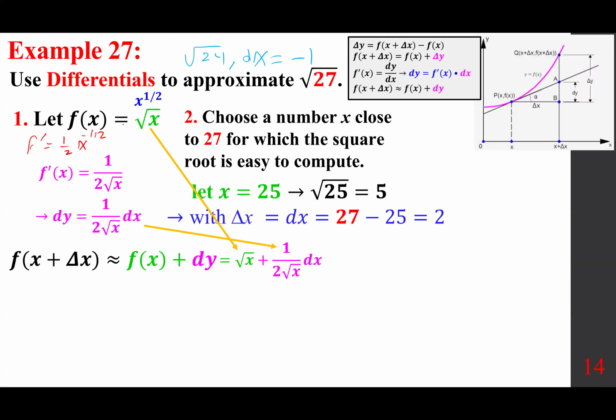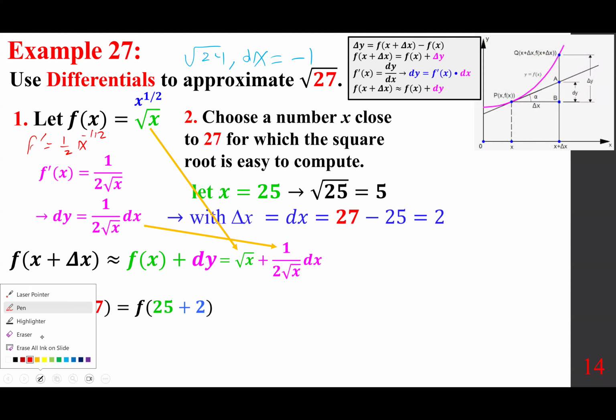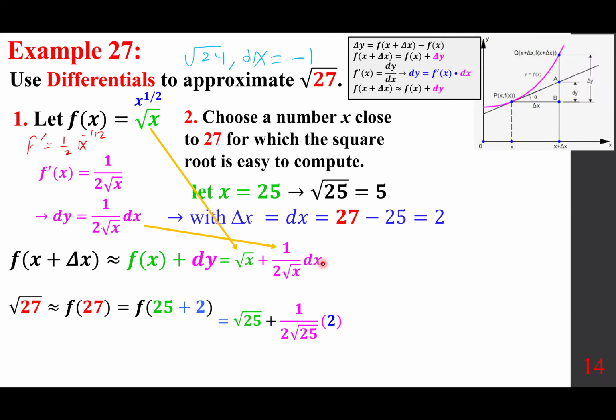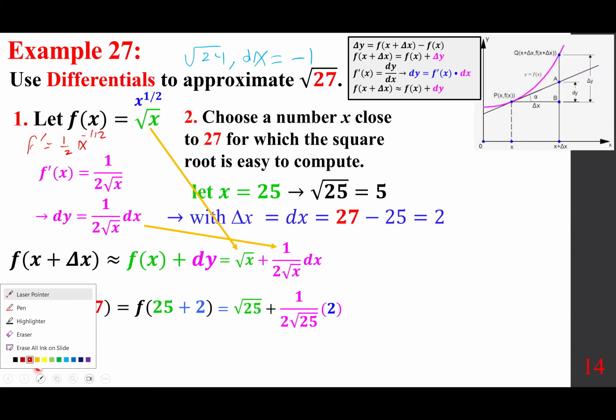We want the square root of 27, or f of 27. That means x is 25, delta x is 2. We are going to replace the x here and here with 25, dx with 2. As you know, the square root of this is 5, this is 5, 2 times 5 is 10. 2 and 2 cancel each other, actually.